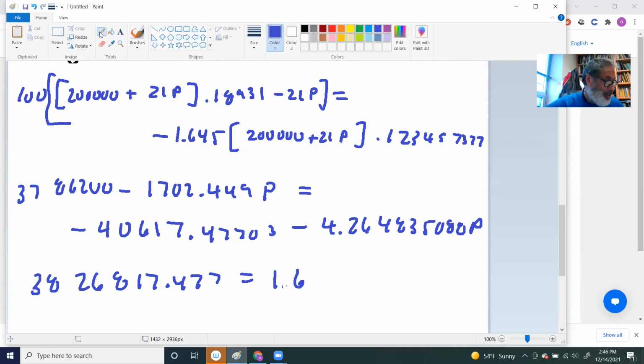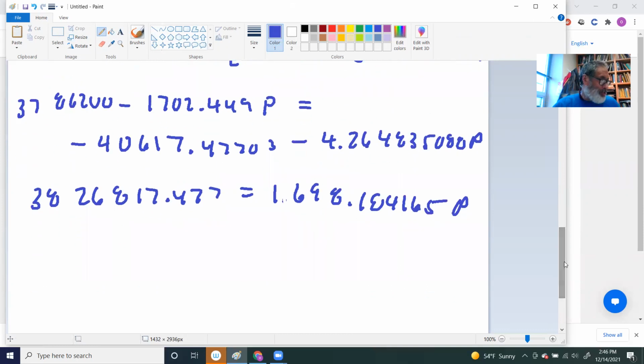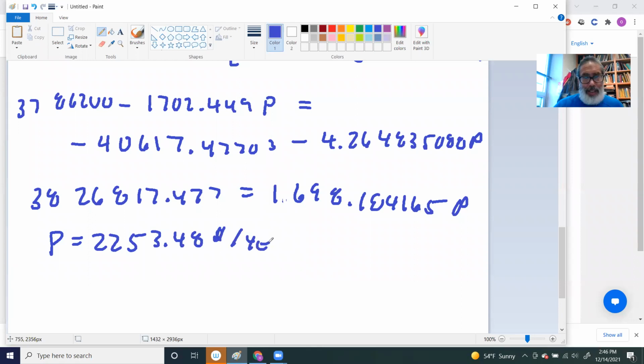All right. 1.698, 184,165p. And doing the solution, we get P is equal to $2,253.48 a year. Right?